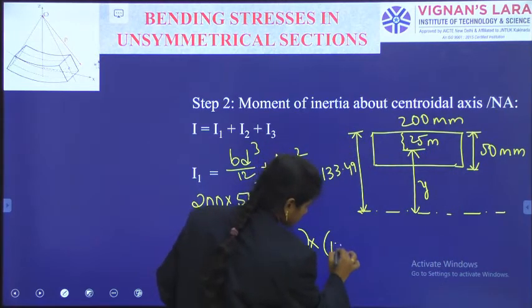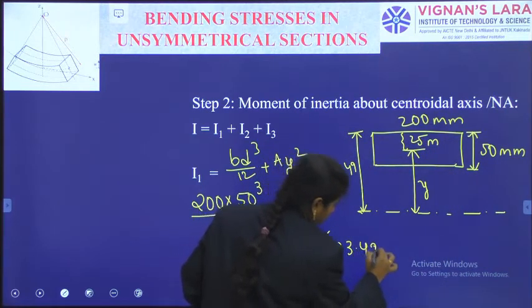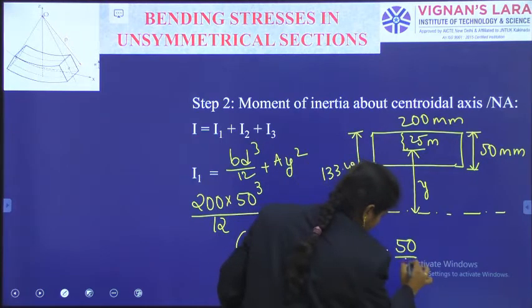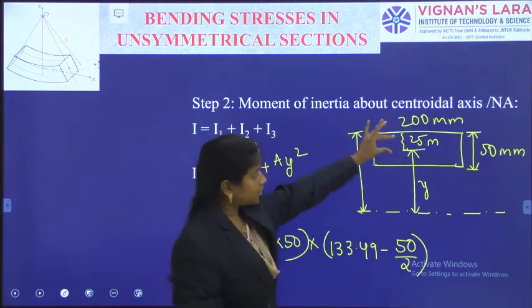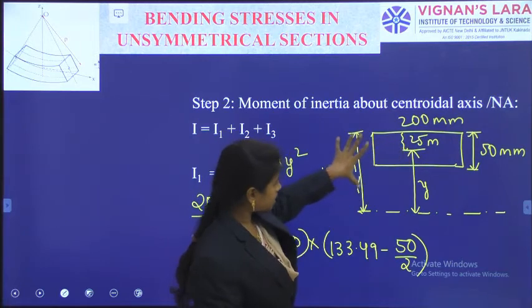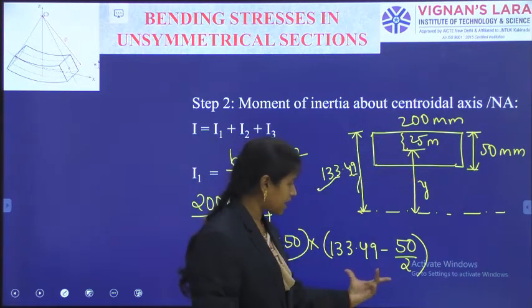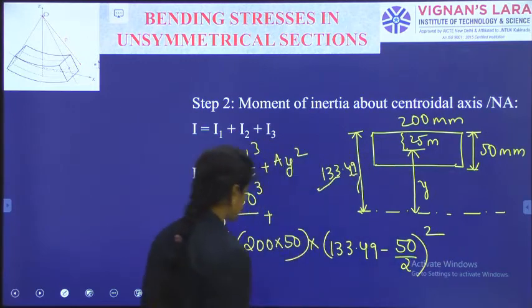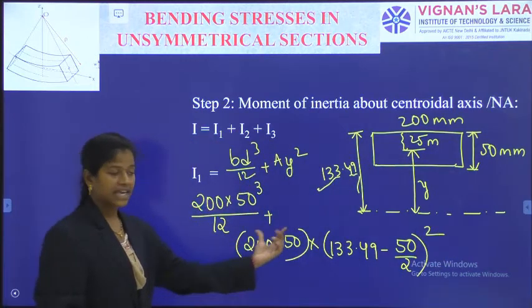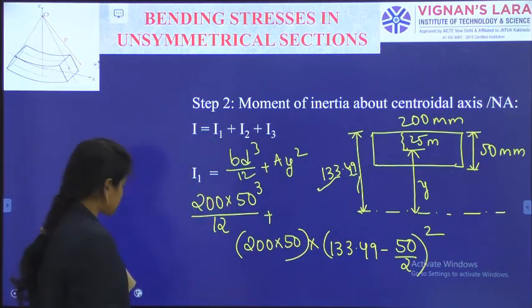So 133.49 minus 50 divided by 2. Removing this portion, the remaining 133.49 minus 50 by 2 is the Y answer, and which is squared. So BD cube by 12 plus A into Y square is the moment of inertia of the first segment.